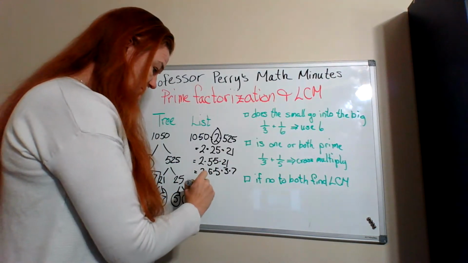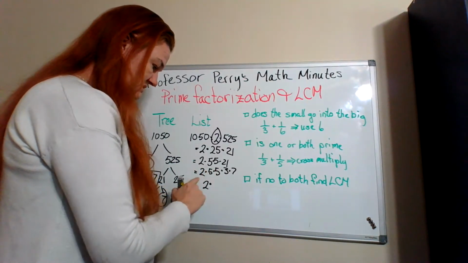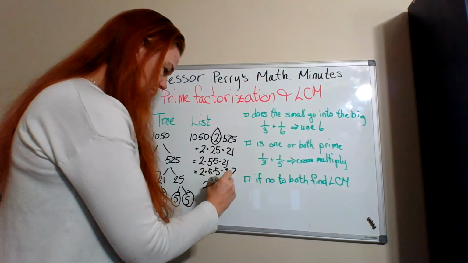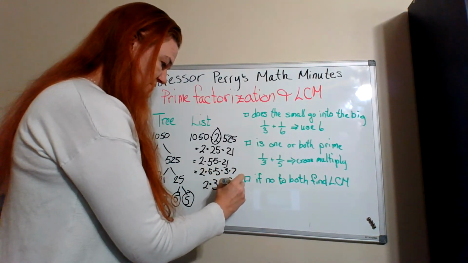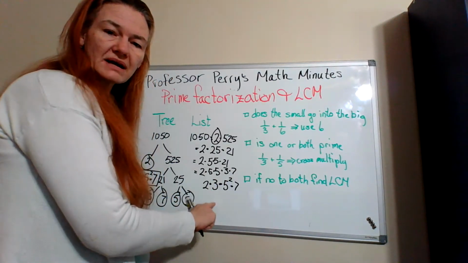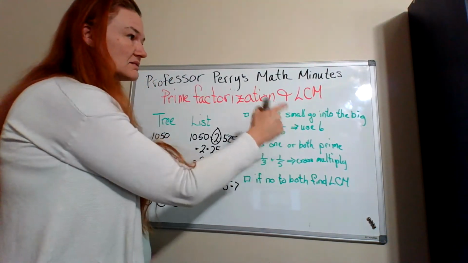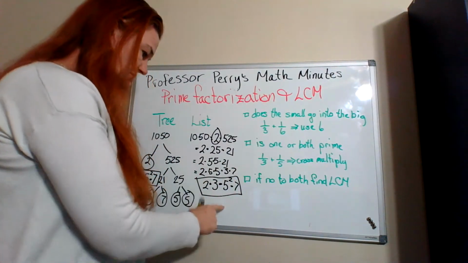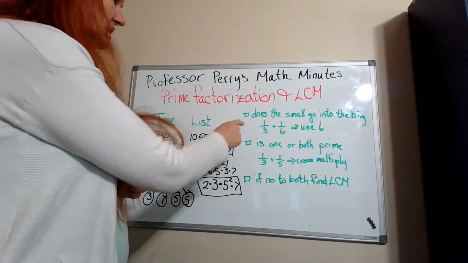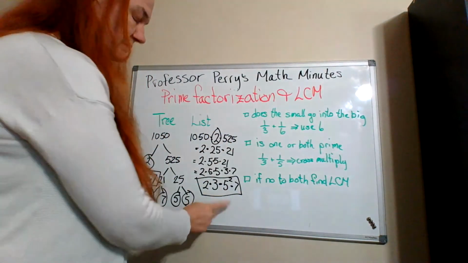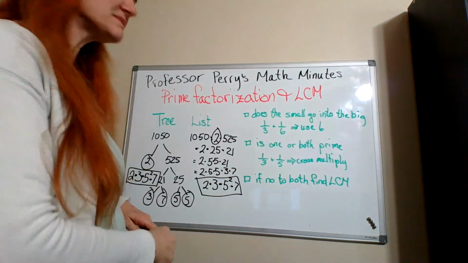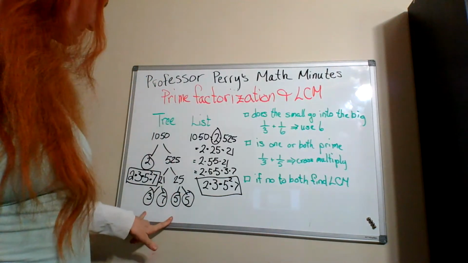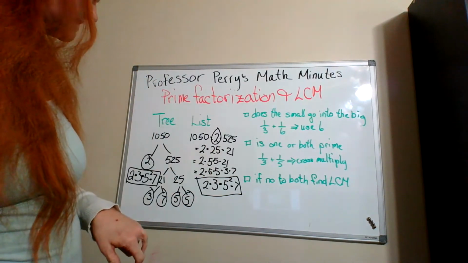So again, you have one 2 times, you have one 3 times, I have two 5s, so that's 5 squared, times 7. You do not have to put them in order, I just do that for the purpose of the least common multiple. It's just easier to see what you're doing, and one of the methods I use for least common multiple, you kind of need them in order to make it easier. Okay, so the tree and the list are pretty much the same.